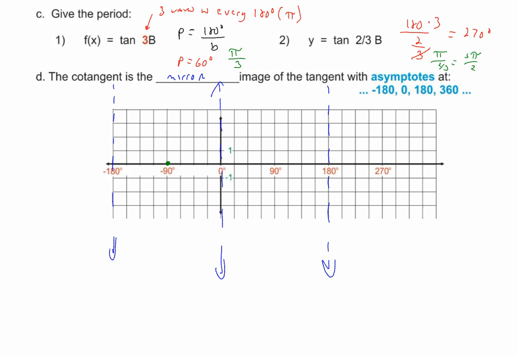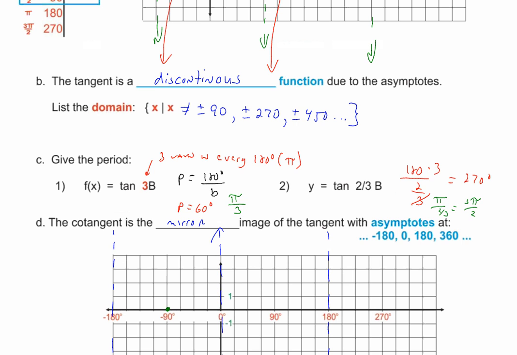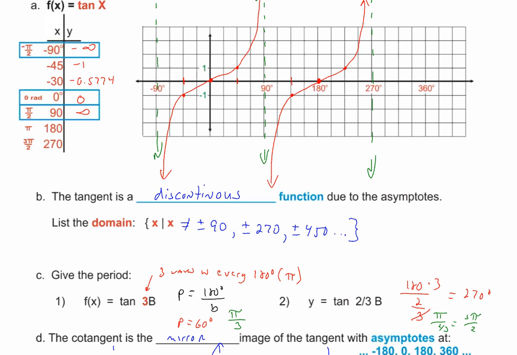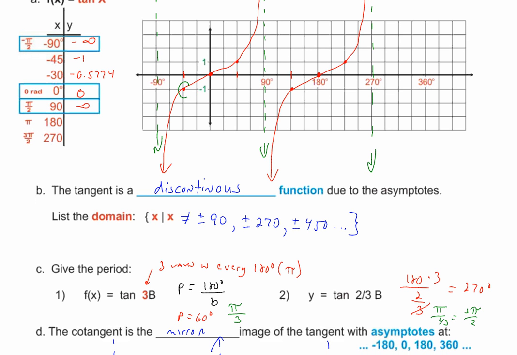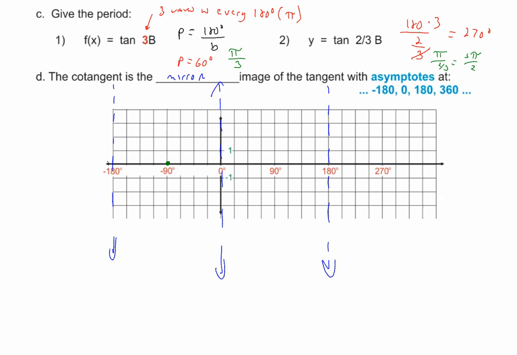So, okay, watch here. Let me try to get you guys to follow what I'm thinking right now. I'm looking at this point, right? For the tangent, halfway between the start and the midpoint is negative 1. So halfway between the start and the midpoint for the cotangent, it won't be negative 1, it'll be positive 1, right? It's the mirror image.